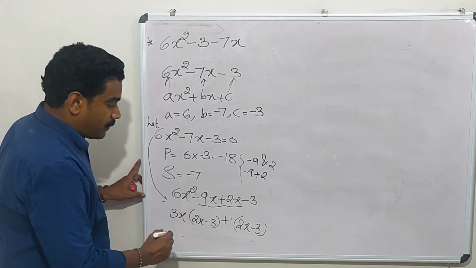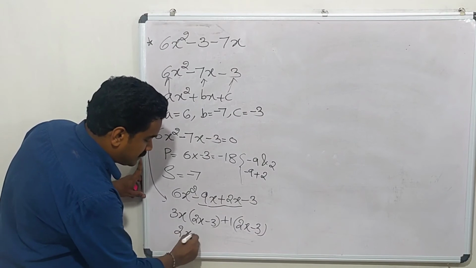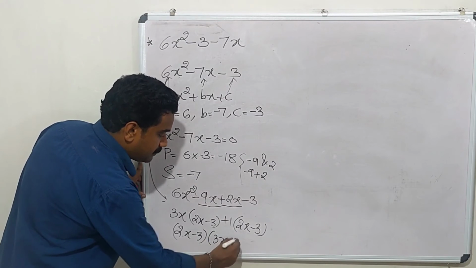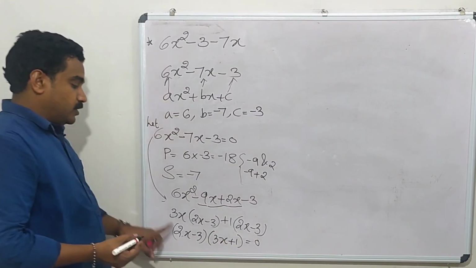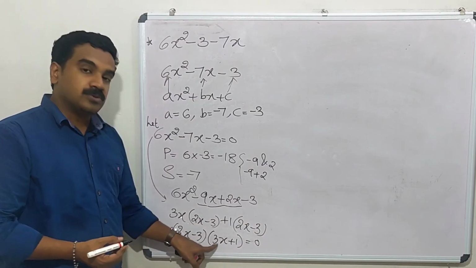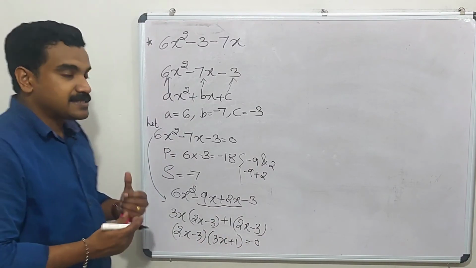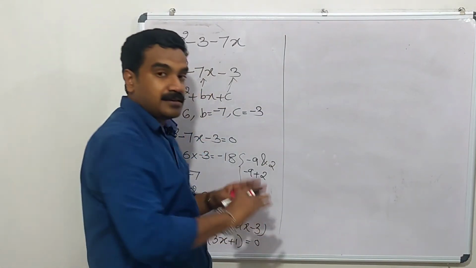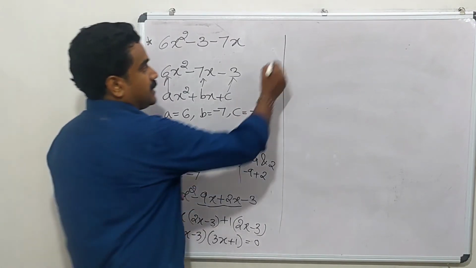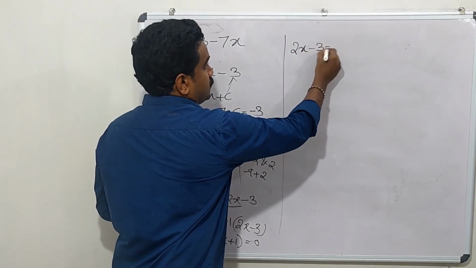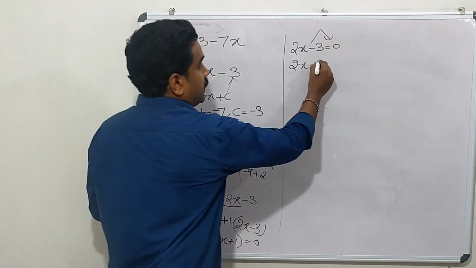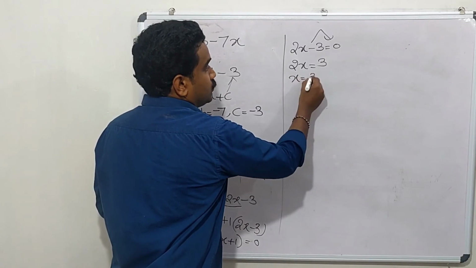So what is common? 2x minus 3 is common. Take that 2x minus 3. Now what is remaining? Here 3x is remaining and here 1 is remaining. Let it equate to 0. Therefore we split the middle term and factorize: 2x minus 3 into 3x plus 1 is equal to 0. Next step is to equate each factor to 0 and find the value of x. When 2x minus 3 equals 0, 2x equals 3, x equals 3 by 2.